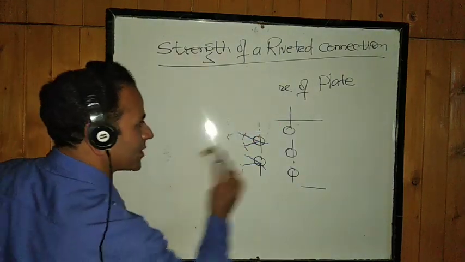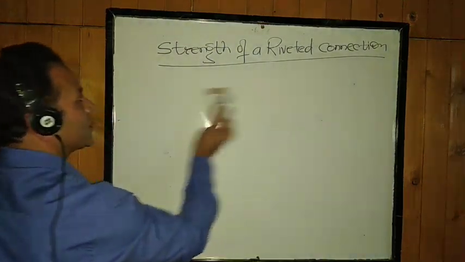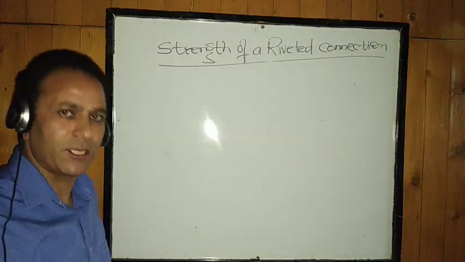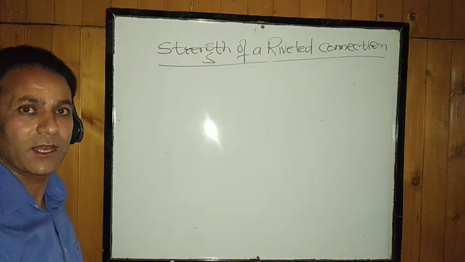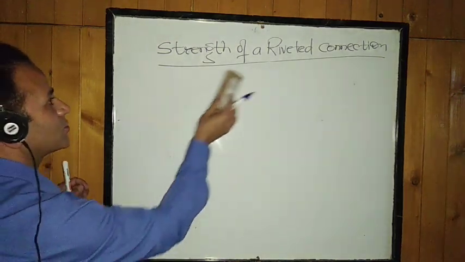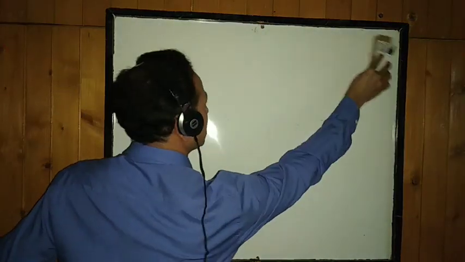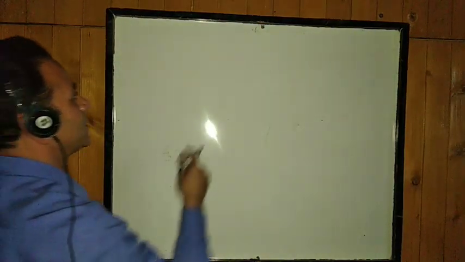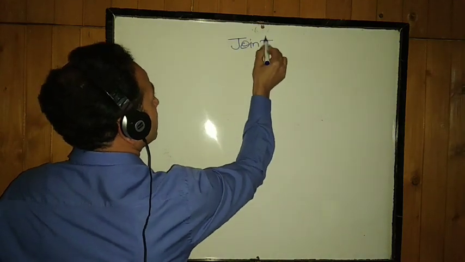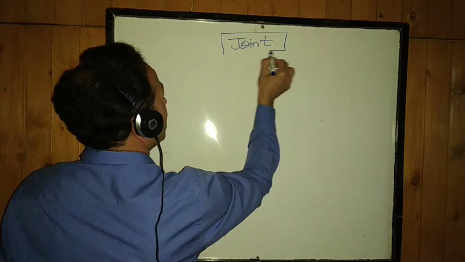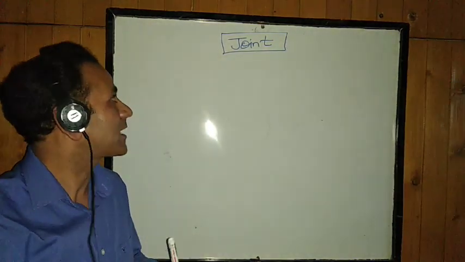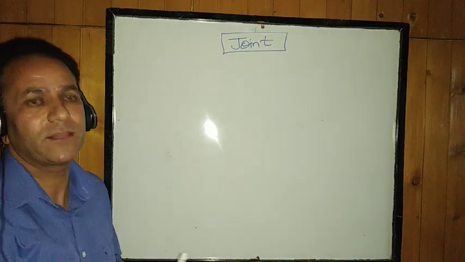Now we have three strengths. We have strength of the rivet in shear, strength of the rivet in bearing. We have tearing strength as well. So ultimately the minimum of the three shall be the strength of the riveted connection. We'll again sum up this strength of the riveted connection. See, we have a joint. Details of the joint we know. Details of the connection we know. We have to find out the maximum load this joint can resist.